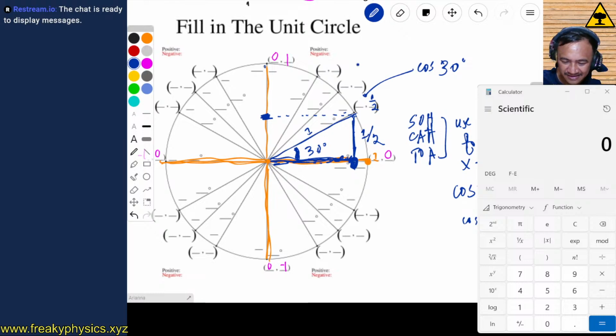That's the x coordinate, right? Okay. So this also tells us that the y coordinate is equal to sine of 30 degrees. This is why we say sine of 30 degrees is 1/2.